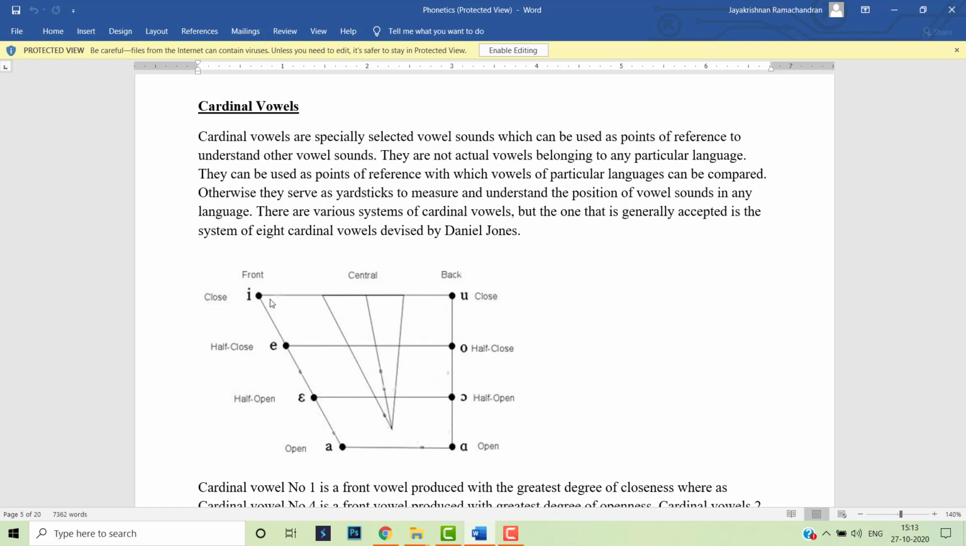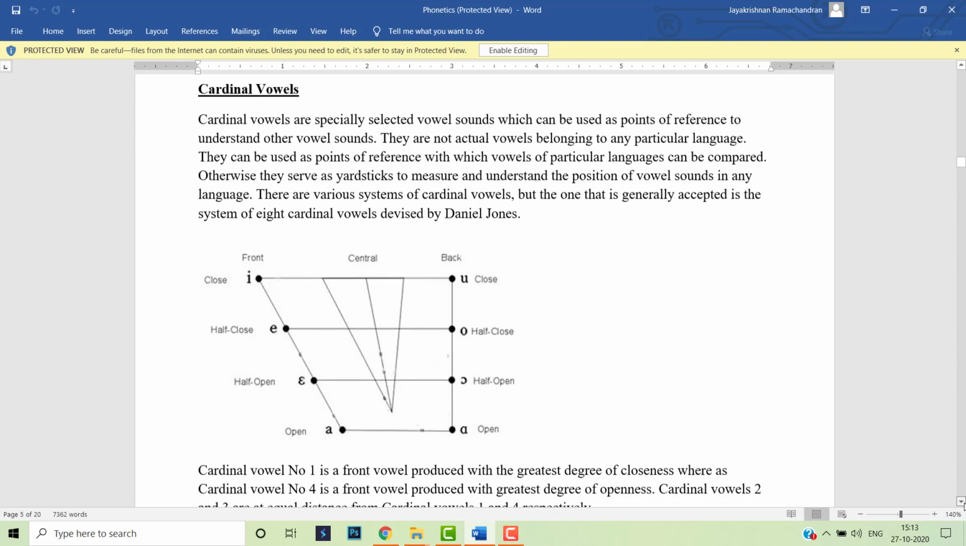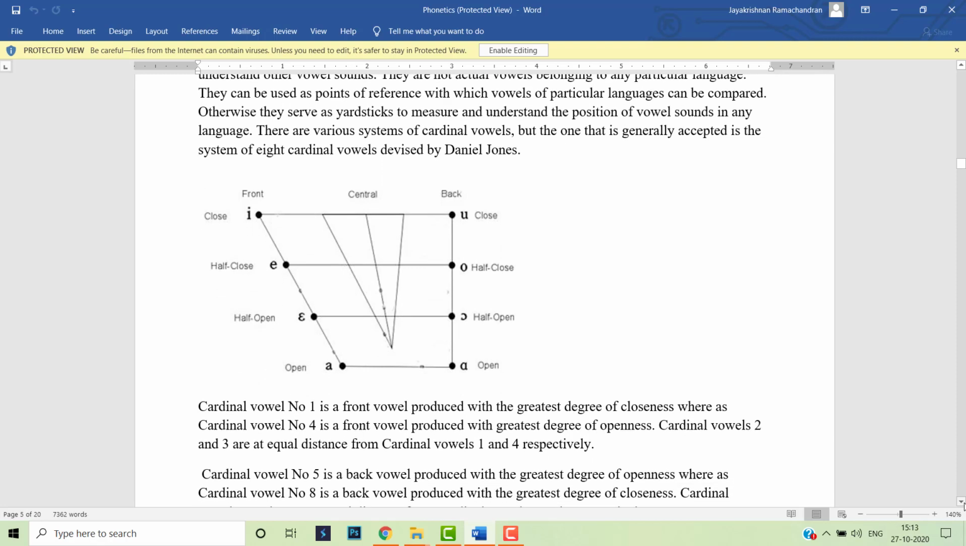Many linguists have brought cardinal vowel systems. But broadly, the one we have accepted and follow is this 8 cardinal vowel system discovered by Daniel Jones. Okay, so there are various systems of cardinal vowels, but the one that you generally accept is the system of cardinal vowels devised by Daniel Jones. Now what you see in this figure is the cardinal vowel system devised by Daniel Jones.